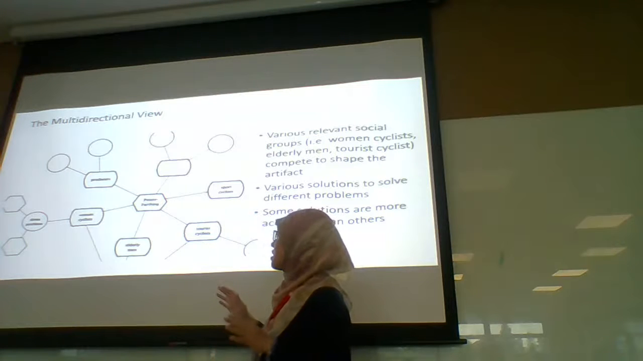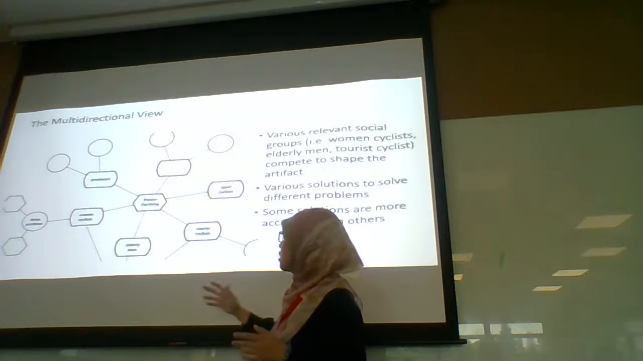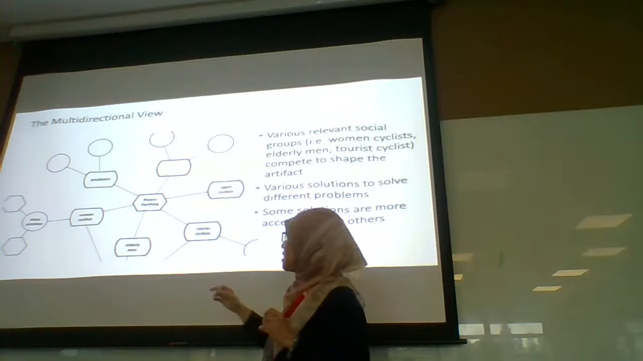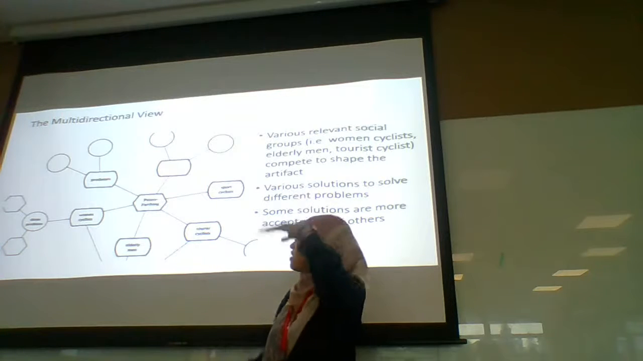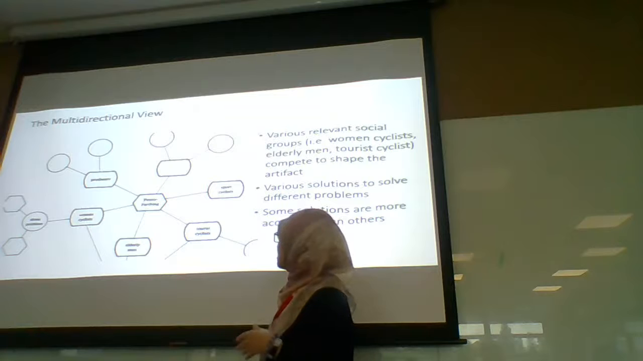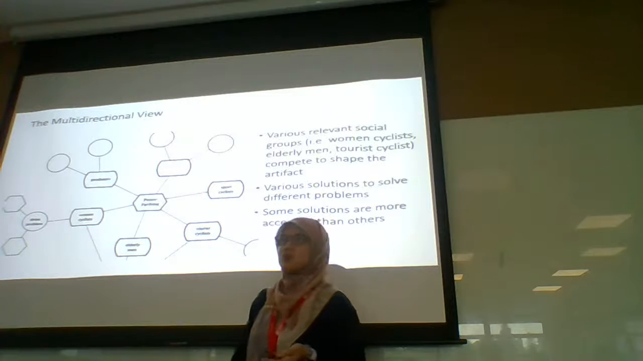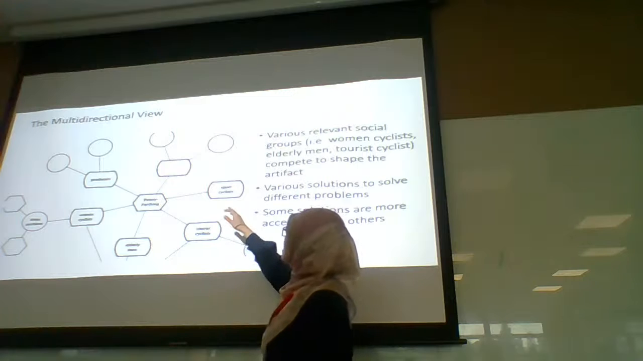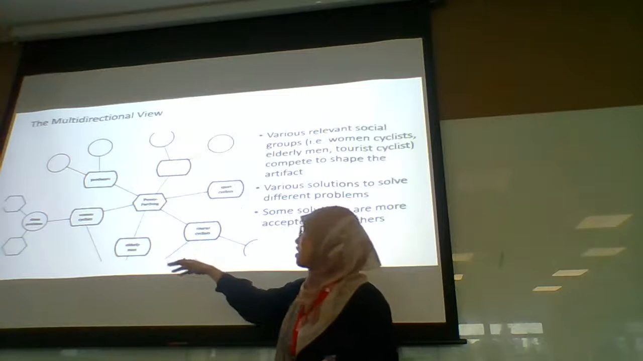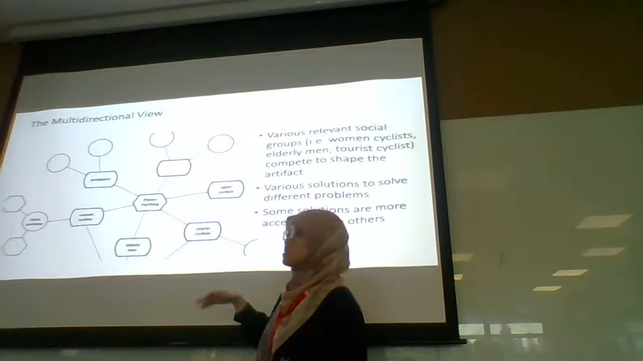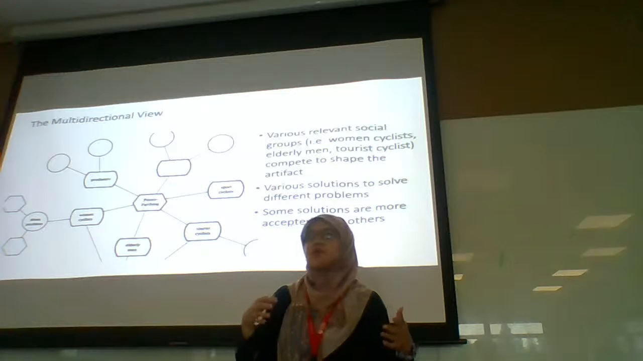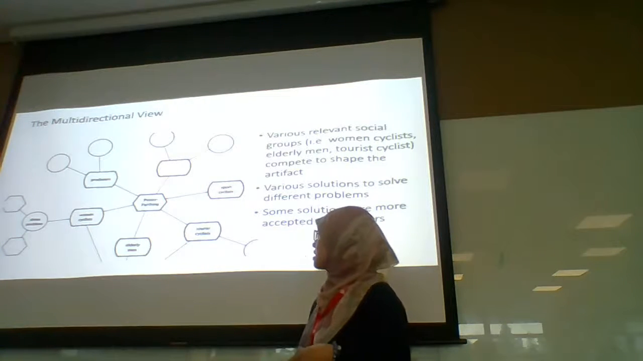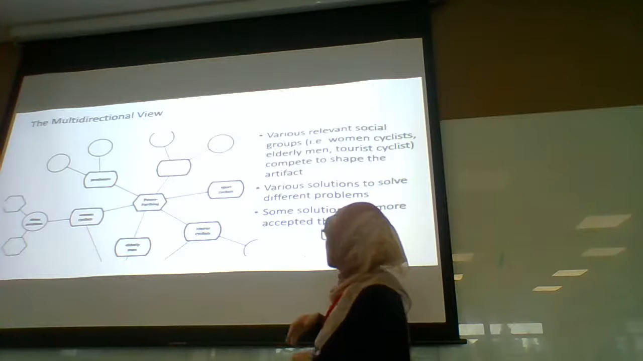So they have different kinds of problems that they want to solve with a particular design. For elderly men, the question is really about safety. It's not very safe to have a very high wheel for a bicycle. And tourist cyclists also want it to be easy to use. But the sports cyclists really love this high wheel because it's very fast. From the history, if you compare the high wheel and the low wheel, the high wheel is faster than the low wheel.